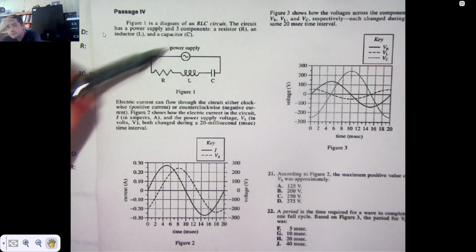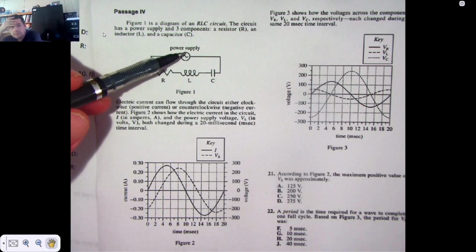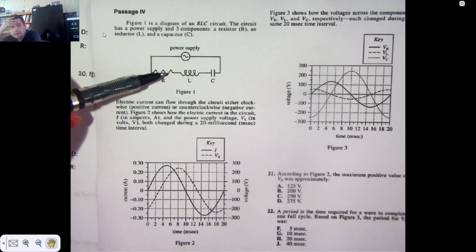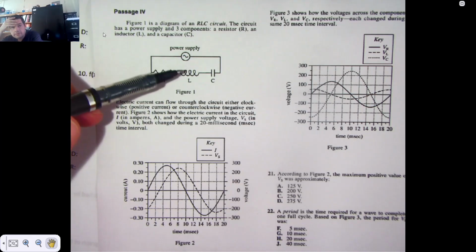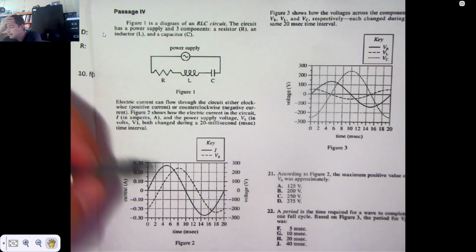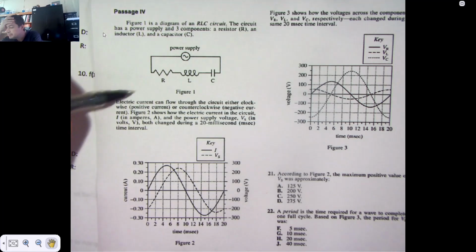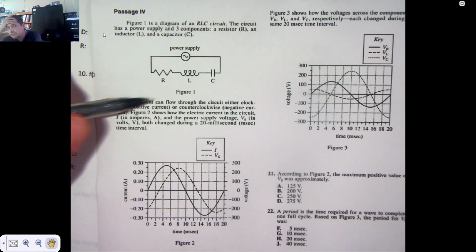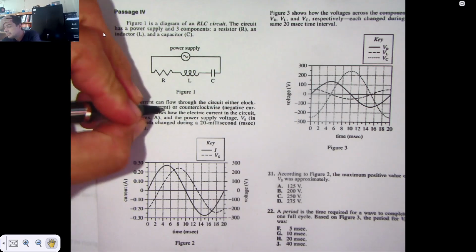Figure 1 represents a circuit here. You've got a power supply. You've got three components. You've got your resistor, your inductor, which they call L, and your capacitor C. And they've taken some measurements over it with an ohm meter, presumably. They tell you some things you may not know about electric current. It can flow through the circuit either clockwise, which is positive current, or counterclockwise, which is negative current.